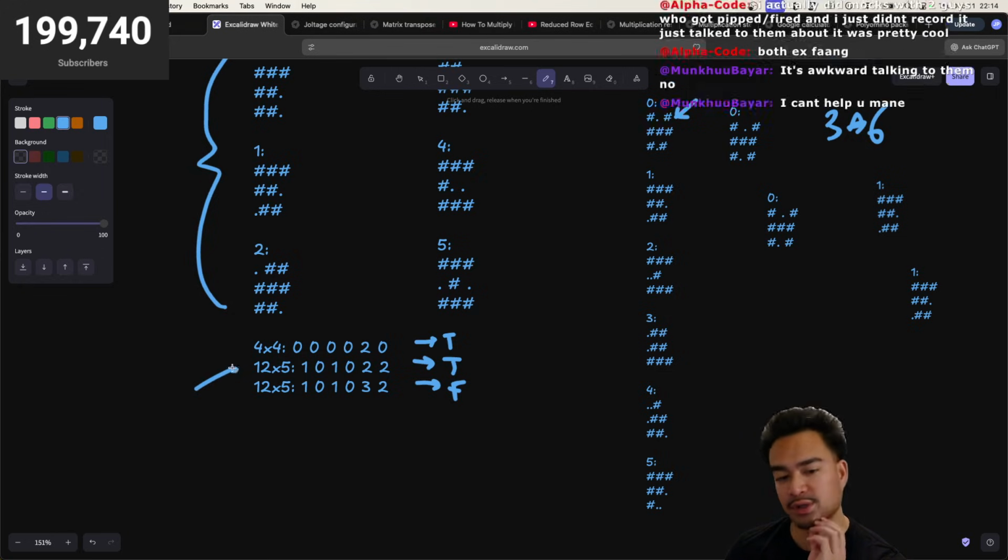So we just need to see how many of these shapes we can fit in a 12 by 5, if it's even possible. So this is 1 of shape 0, 0 of shape 1, 1 of shape 2, 0 of shape 3, 2 of shape 4.